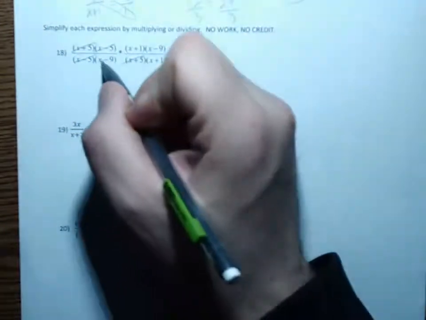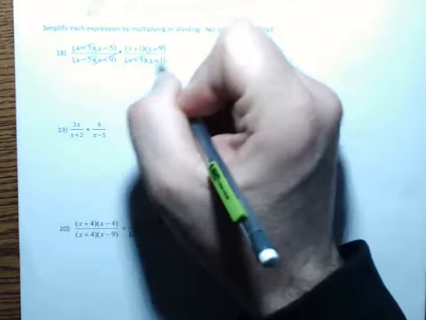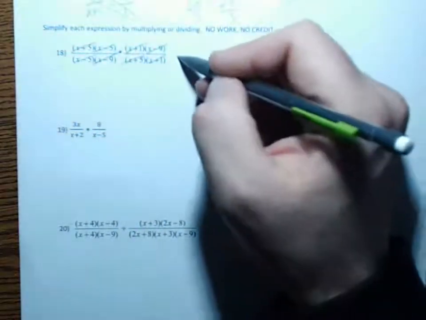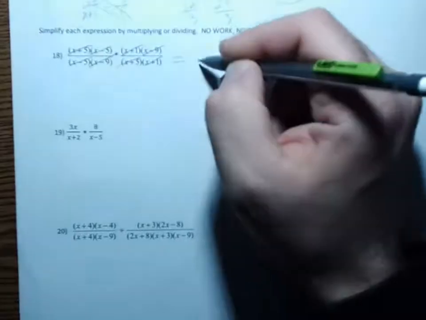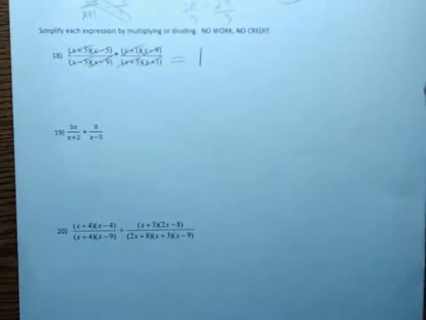Let's see what else. We've got x minus 9, that cancels, and x plus 1 cancels. And look at that. When everything cancels, that means everything on the top is the same as everything on the bottom, which means this just equals 1.